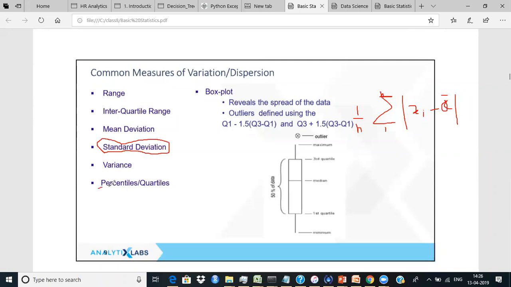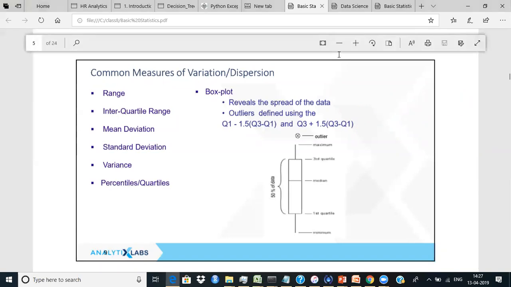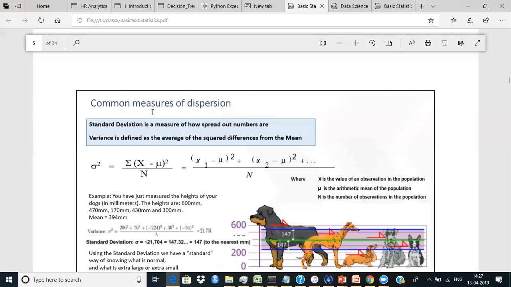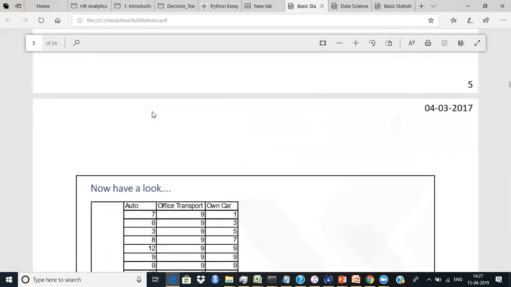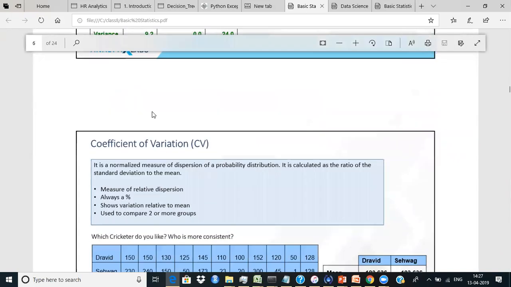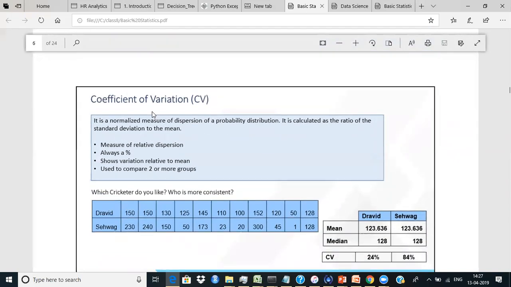One more concept which is required somewhat is percentiles. We will talk about percentiles when we use it. Right now, you don't need to worry about that. Next, common measures of dispersion. It talks about standard deviation. We need to go through this. We talked about coefficient of variation. All of you are clear with this?